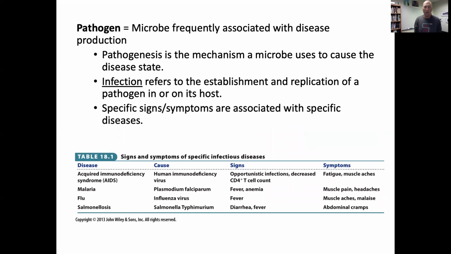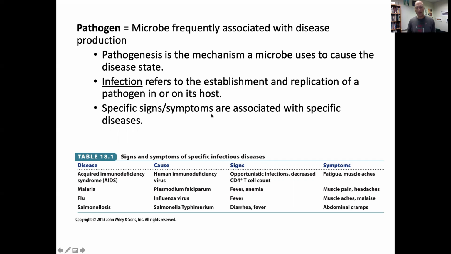Pathogen. A pathogen is a microbe that is frequently associated with disease, right? So pathogenesis is the process or the mechanism that a microbe uses to cause that disease state. These are just a bunch of terms that we want to be fairly clear on. Infection refers to the establishment and replication of a pathogen in its host, okay? So pathogenesis is sort of the overall mechanism that a microbe uses to cause the disease state. Infection is really sort of the early stages of the establishment of the pathogen in its host.